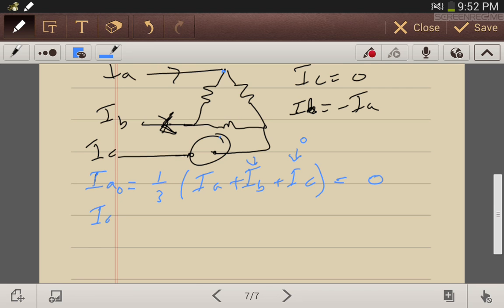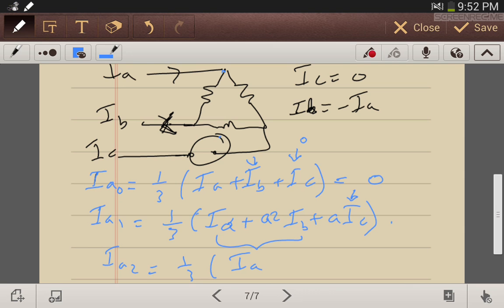For IA1 to be 1/3 of IA plus A square IB plus A IC. This is 0, so only this one term remains. And IA2 is 1/3 of IA plus A IB plus A square IC. This is 0, so I'll have only this term.